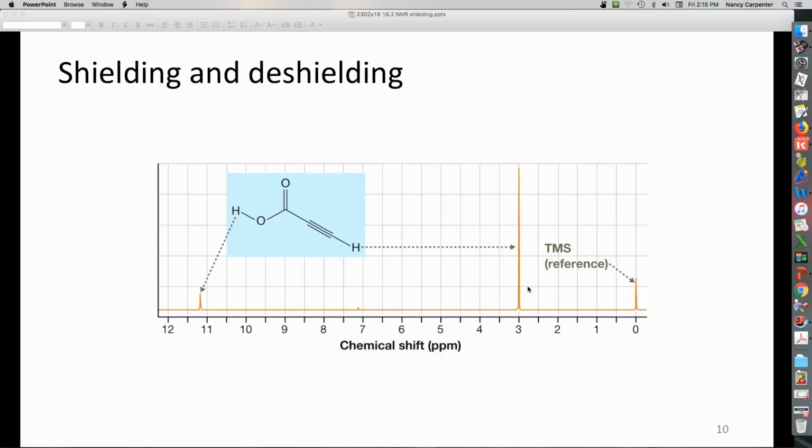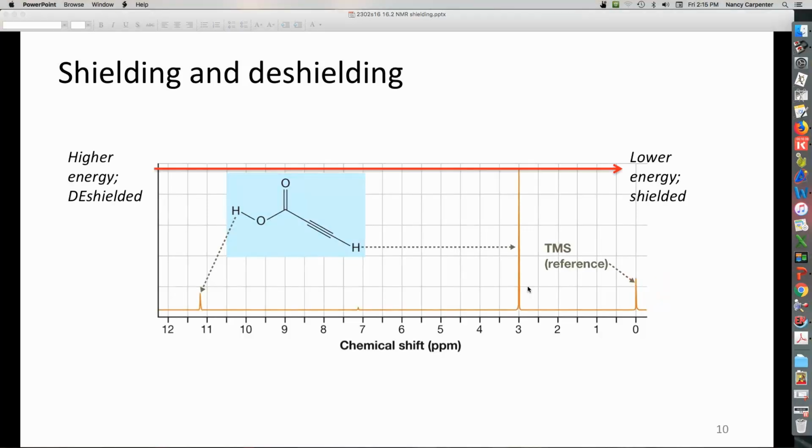All right, so here's a spectrum. We have two sets of signals. That thing on the very far right is external to the sample. We get to ignore that. So we have two protons. One is in a completely different place, completely different chemical shift than the other. So what can we say about these?